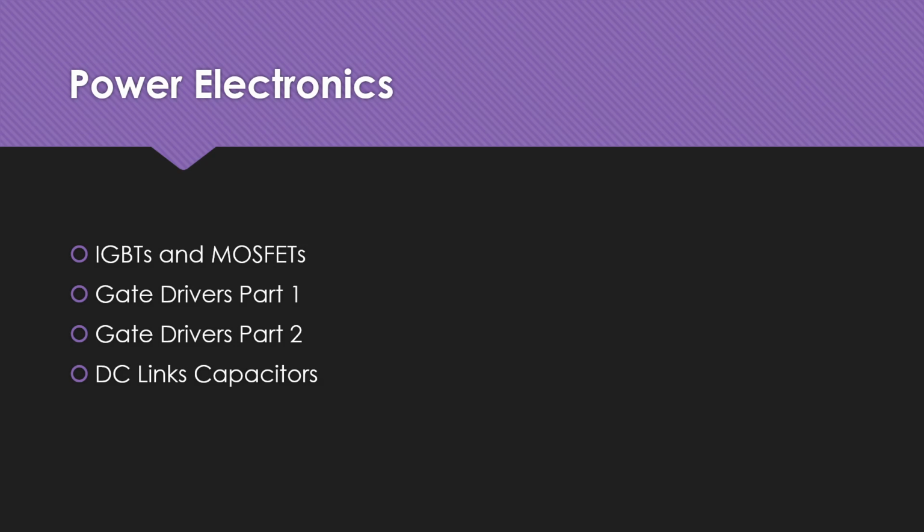Then we'll go over power electronics. This is probably going to be the hardest part of the design. It gets more and more complicated as we increase the power that we want to deliver to the motor. We'll start off talking about the different kinds of switches that we can use in this application, namely IGBTs and MOSFETs. Then we'll go over gate drivers. This is the intermediary between the microcontroller and the switches. Finally, we'll go over the DC link capacitor, which can kind of be thought of as a mini power source closer to the inverter than the battery pack.